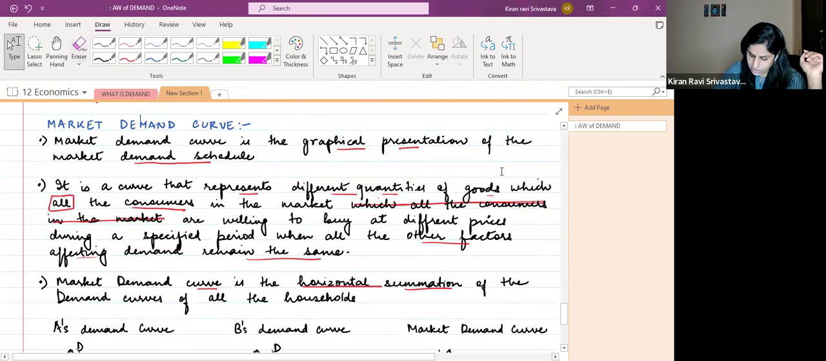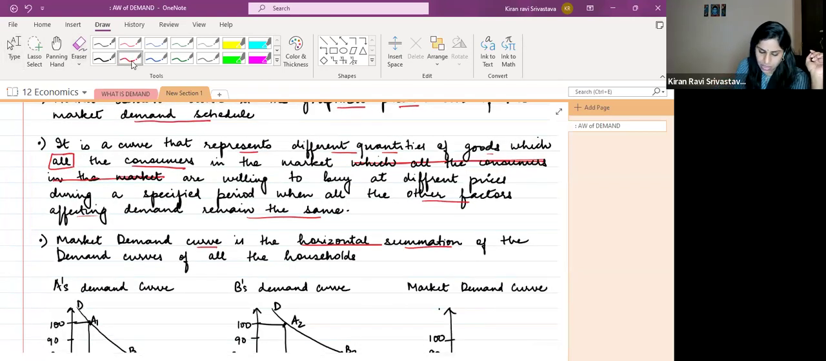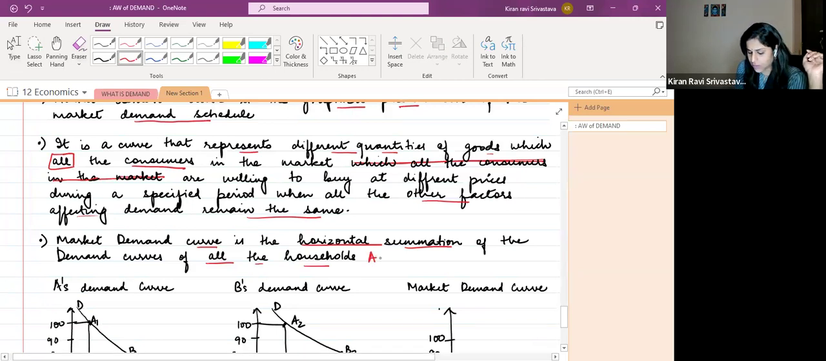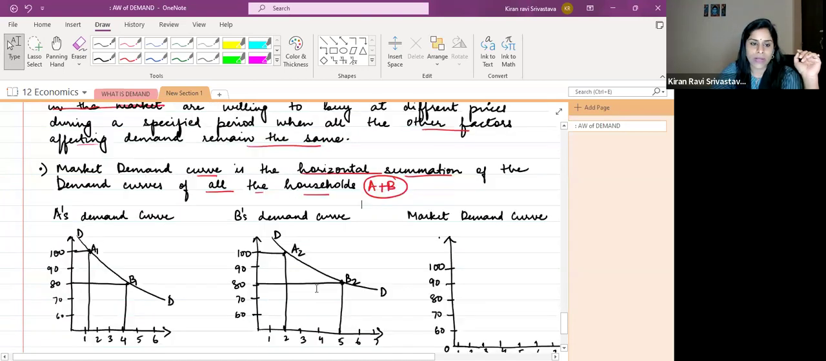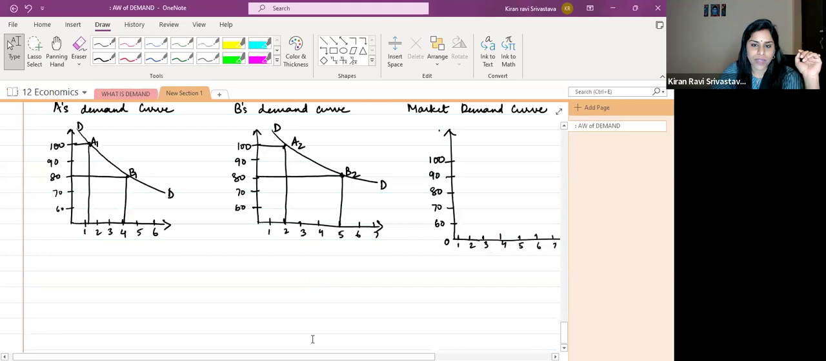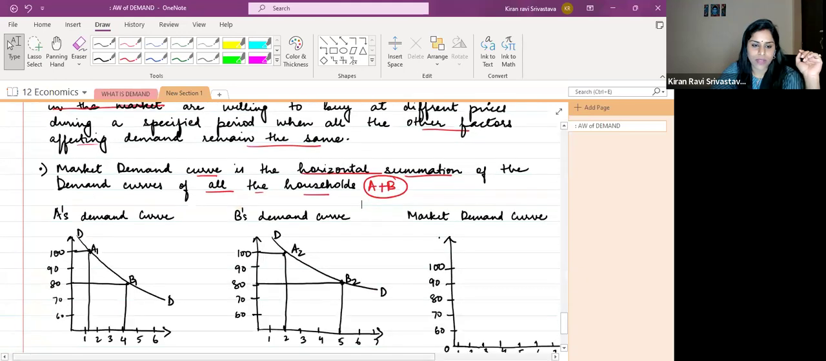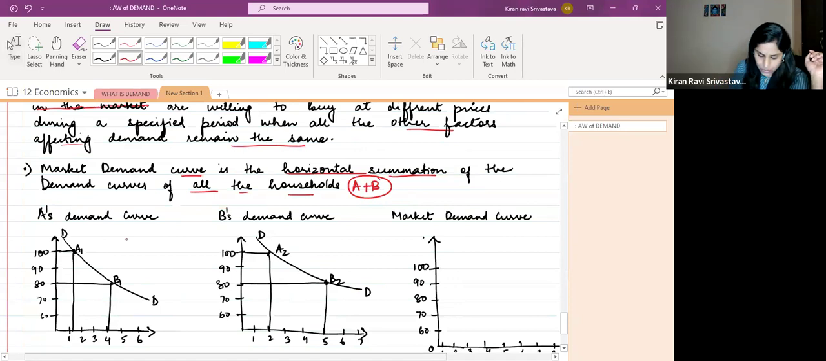It's a horizontal summation of all the demand curves of the various households. Here in the question, we have A plus B. A is one household and B is one household. Here I have made the individual demand curve of A and the individual demand curve of B. Now I'm going to make the market demand curve.